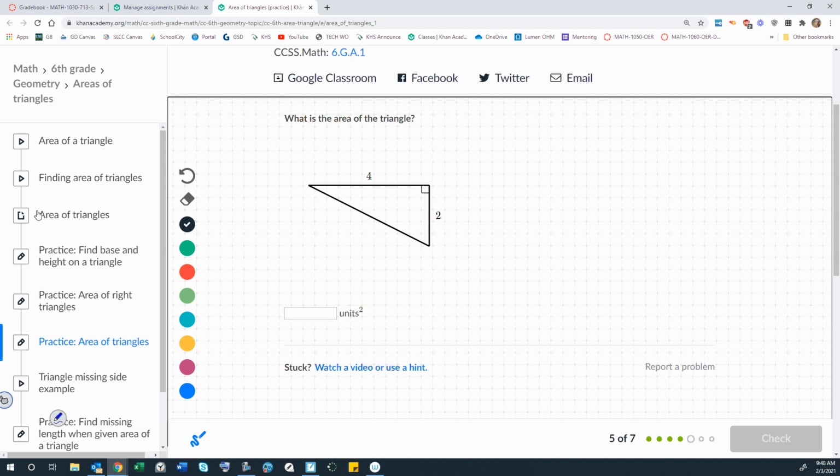Okay, this one, the base could be the 4 and the height the 2. So we just go 4 times 2 divided by 2. It's like, what's the point of multiplying by 2? You're just going to divide it again. So really, the answer is just 4.